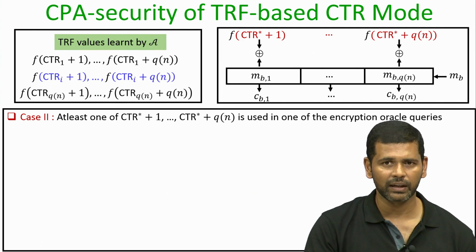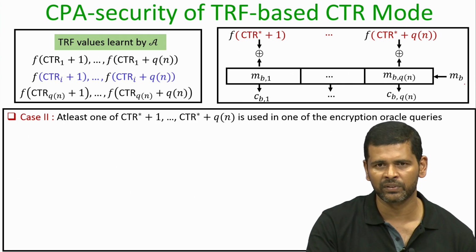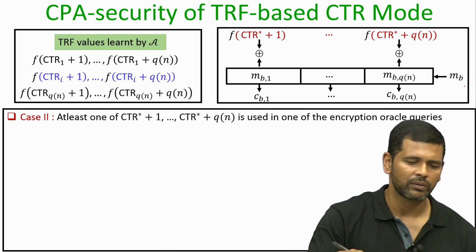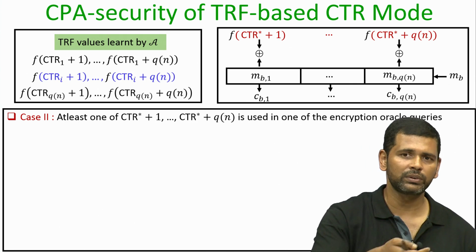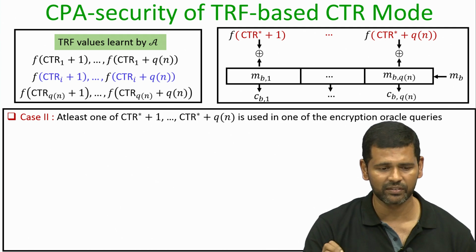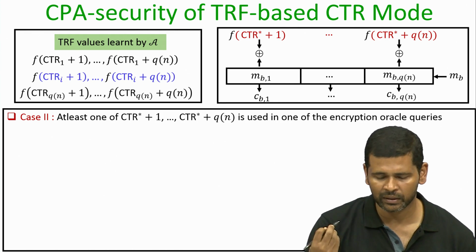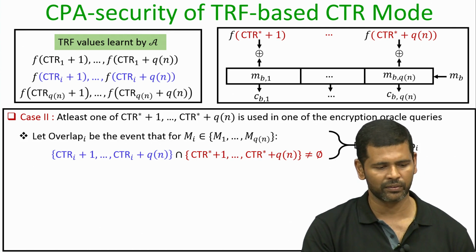Now, let us take the second case, when at least one of the counter values which has been used to encrypt any of the blocks of the message MB has been repeated, or has been used to answer any of the adversary's encryption oracle queries, right. That is the second case, and we will now analyze the probability that the adversary can win the CPA game in this case.